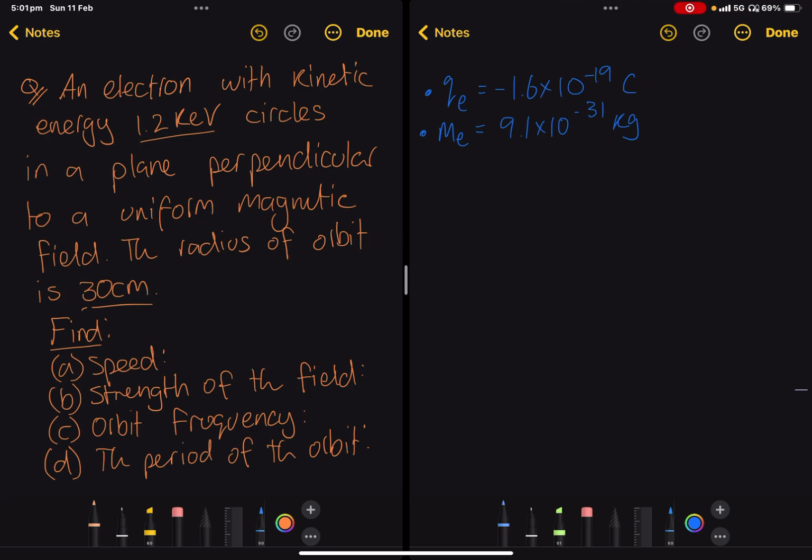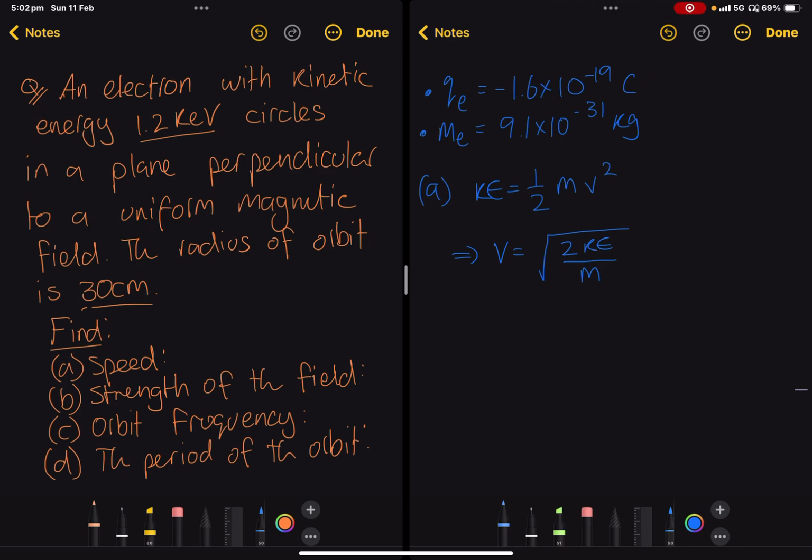Okay, so first we're going to find the speed. In order to find the speed, we need to use kinetic energy. So kinetic energy is 1/2 times the mass times the velocity squared. If we rearrange this for velocity, the velocity is the square root of 2 times the kinetic energy divided by the mass. Now we've been given the kinetic energy in terms of electron volts, and we need to convert this to joules.